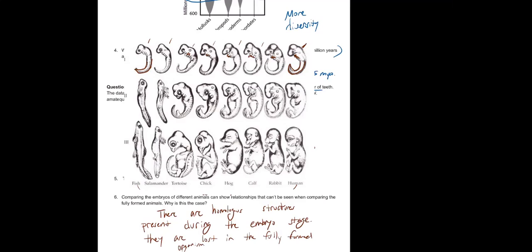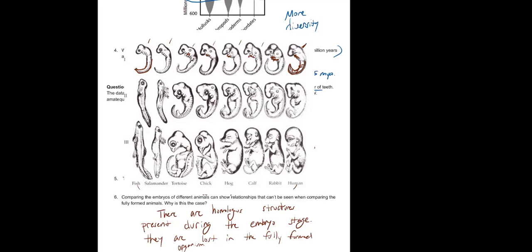So we can look at embryos to see relationships between different organisms because there are homologous structures. There are structures that are shared between the rabbit and the fish, or the salamander and the hog. And then some of those structures, to point them out, are like the tail. The tails are very common. And then also the gill slits. Those are very unique. Let's go to question 7.